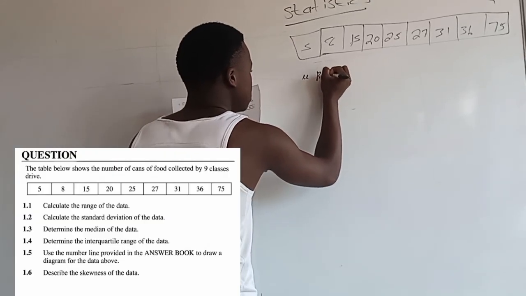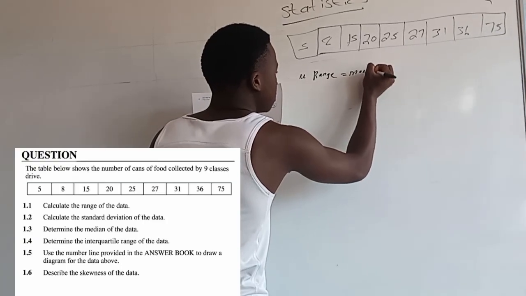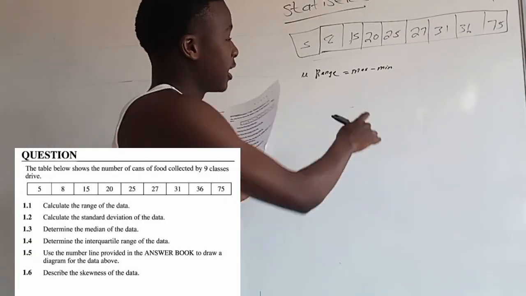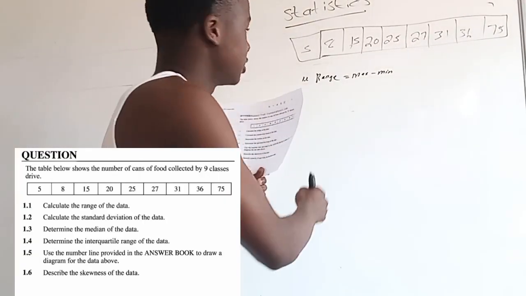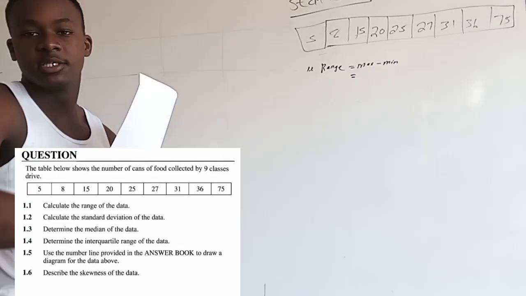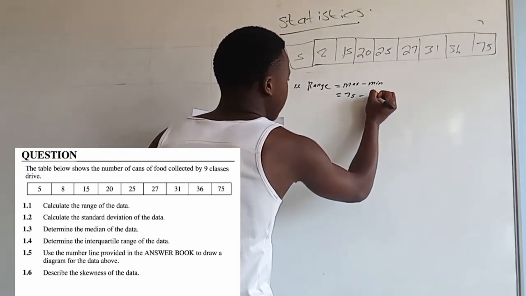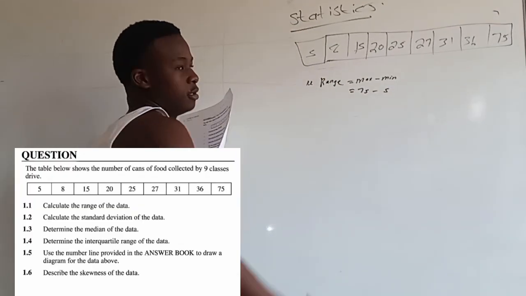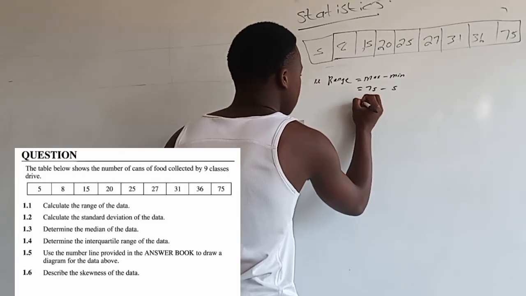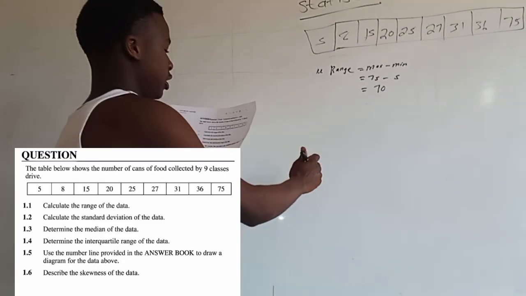The formula for range is equal to max minus min. Which one is our max here? Max is 75, because it's the biggest number. So 75 minus 5, because 5 is our min, the smallest number. When you take this one and minus this one, you will get 70. That's how you get the range, guys.